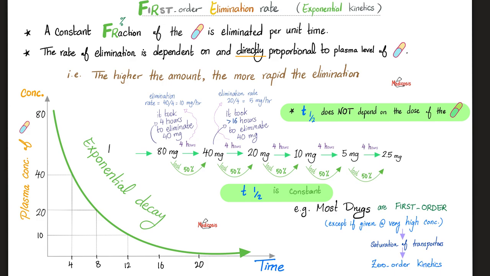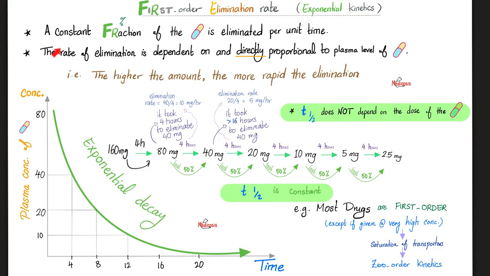What if I started with 160 milligrams? You will have to wait the same 4 hours, and I will decrease this by half. A constant percentage is being eliminated per unit time. The rate of elimination is dependent and directly proportional to the plasma level of the drug. Sure, look at this. Imagine that I started with a very low dose, 5 milligrams. Okay, look how much we lost after 4 hours. Only 2.5 milligrams. But if we start with a high dose, 160 milligrams, look how much we eliminated in the same 4 hours. 80 milligrams were eliminated. Wow, that's a big difference.